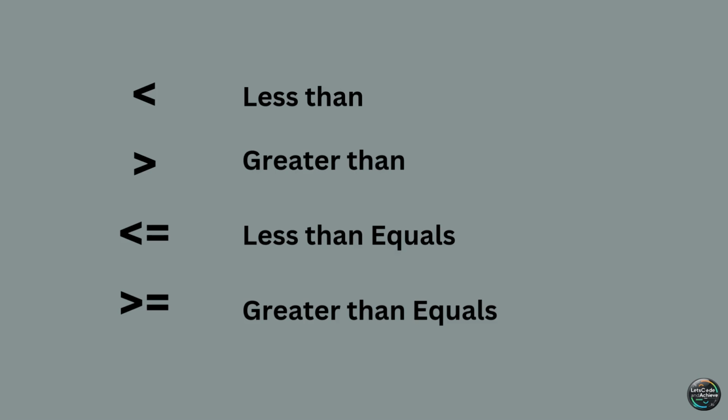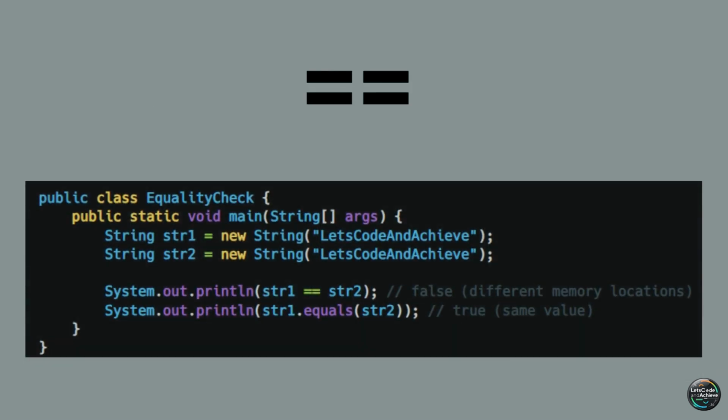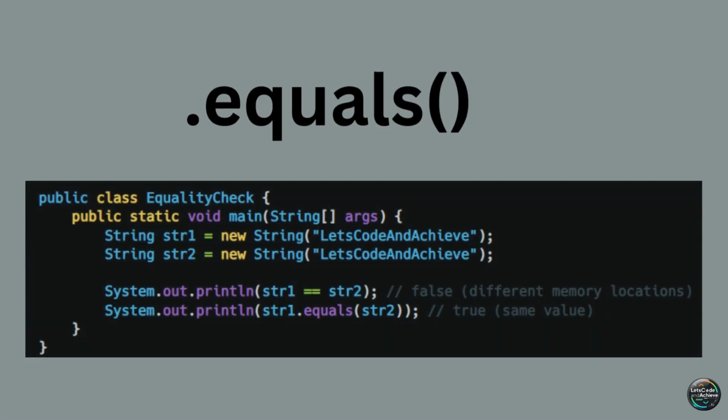Just a tip. When you're comparing strings in Java, don't use double equals. It checks if two references are the same object in memory. Instead, always use the dot equals function to check if two strings have the same content.